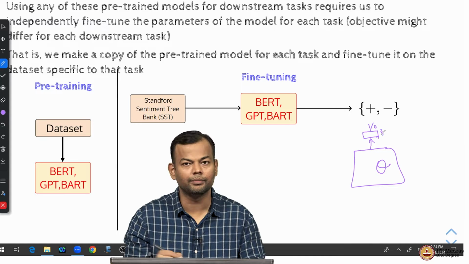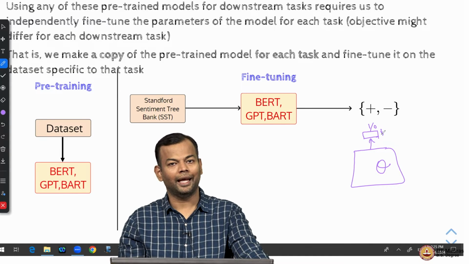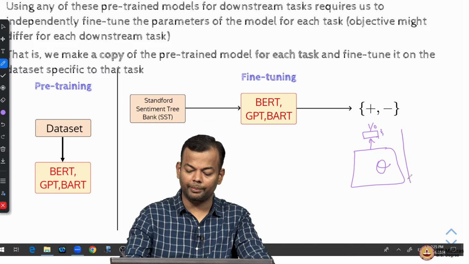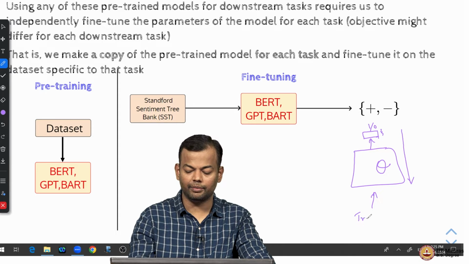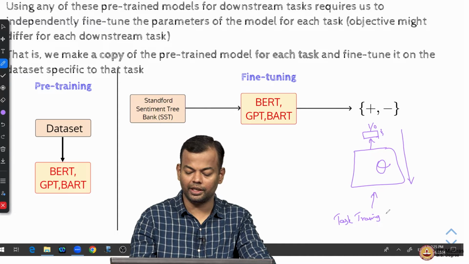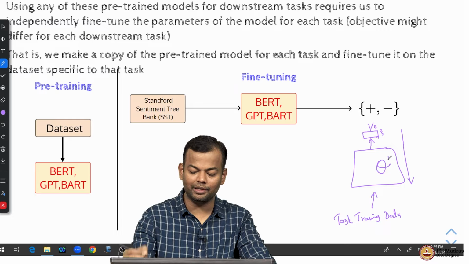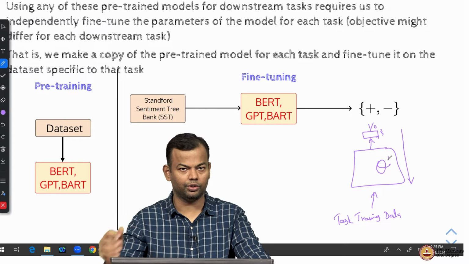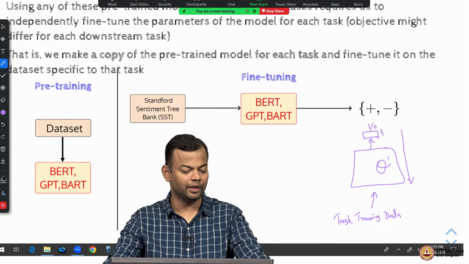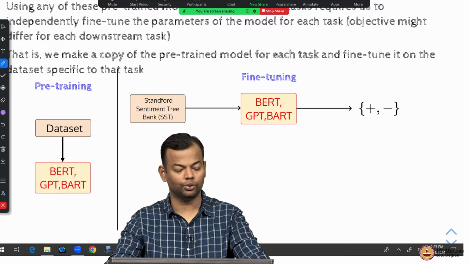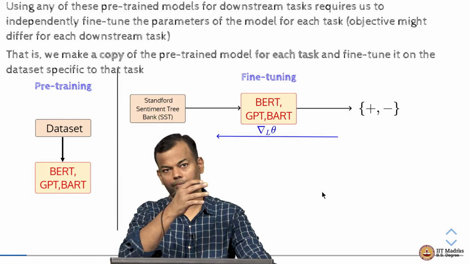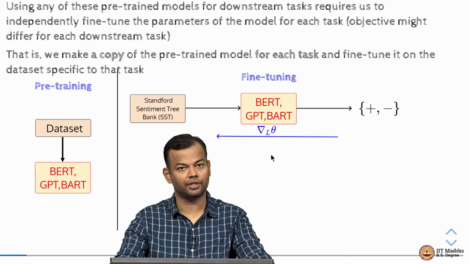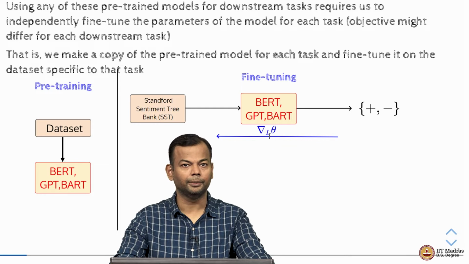So you're adding some output layer here, and then you could choose to update all the parameters of the model using the training data that is available to you for that task. So this is task training data, and you'll update the parameters and get some new parameters. You could do this for the sentiment analysis task, and similarly for other tasks of interest. And as I said, you backpropagate, so you are taking the derivative of the loss function with respect to theta.